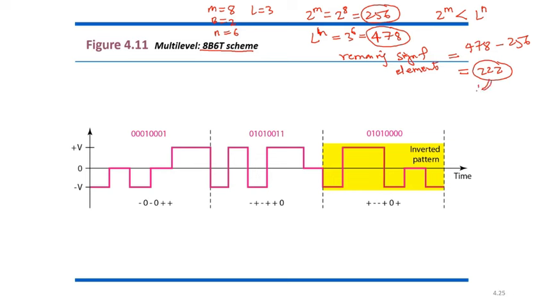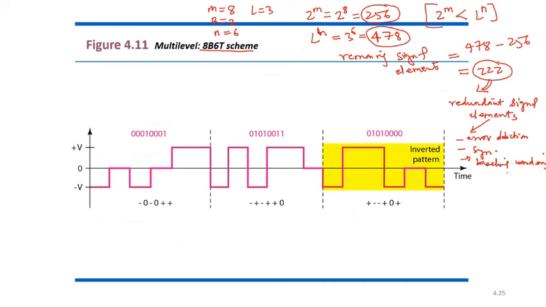So these remaining signal elements will be used as redundant signal elements. These redundant signal elements will be used for error detection, synchronization, and baseline wandering. This is the advantage in the case where 2 to the power m is less than L to the power n. Your extra or remaining signal levels will be utilized for these advantageous purposes.